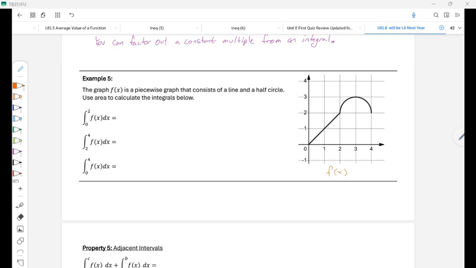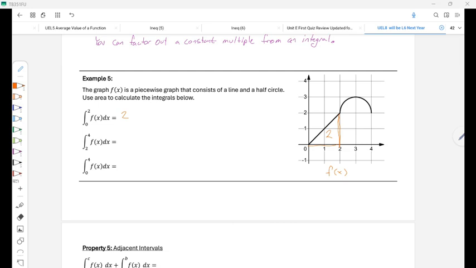I haven't tried to throw you off by giving you a graph of the antiderivative or something like that. That would be a totally different process. But I have the function that I'm integrating. I want the area under the curve. So my first integral is the integral from 0 to 2. So that is just the triangle, and that triangle has an area of 2. So that integral has a value of 2.